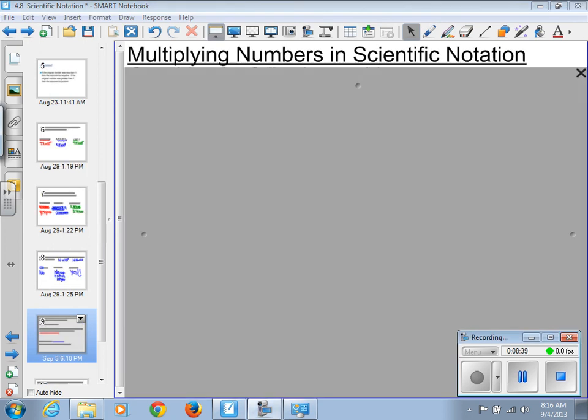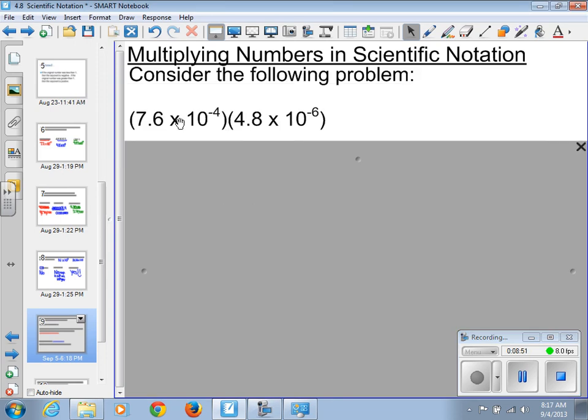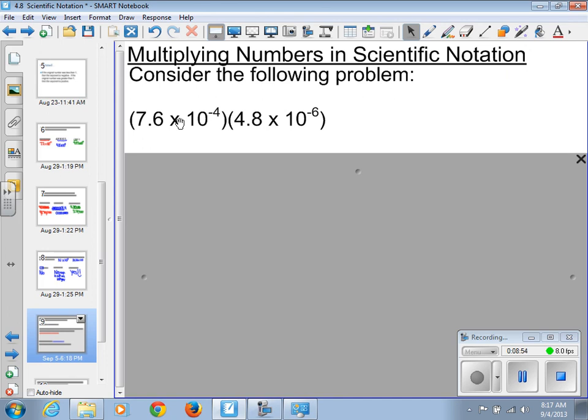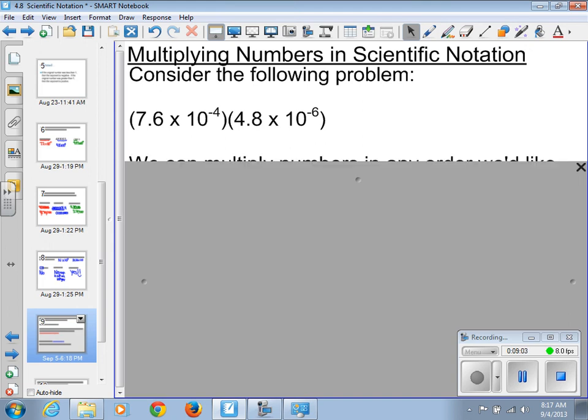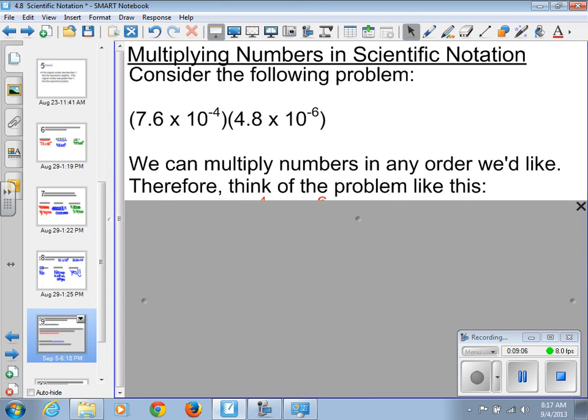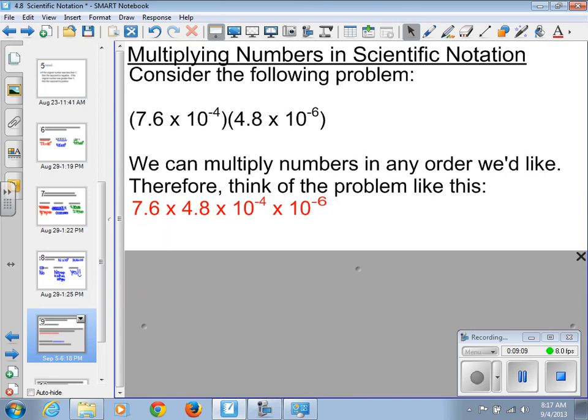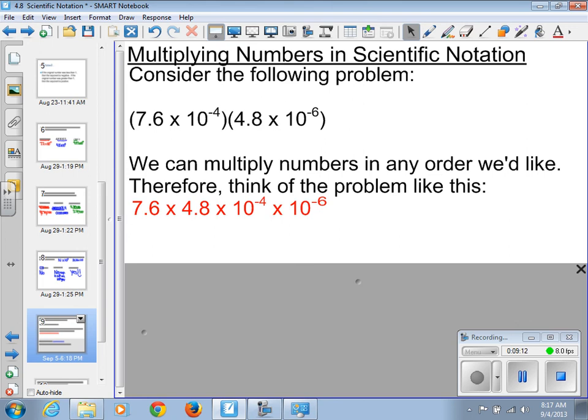We will now combine what we learned in sections 4.6 and 4.7 by multiplying and dividing exponents with our new information on scientific notation. I want to know how we can multiply this number, 7 and 6 tenths times 10 to the -4th times 4 and 8 tenths times 10 to the -6th. This is one long multiplication problem, and therefore we can rearrange the terms any way we'd like. So let's rewrite the problem so our like terms are by each other. 7 and 6 tenths times 4 and 8 tenths times 10 to the -4th times 10 to the -6th.